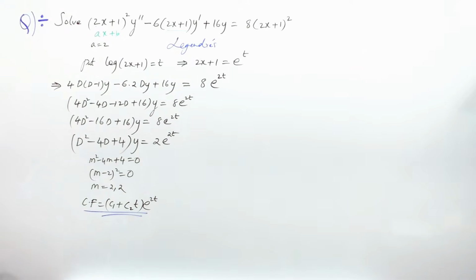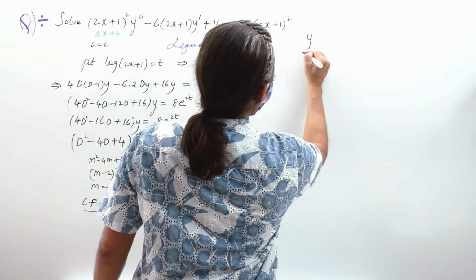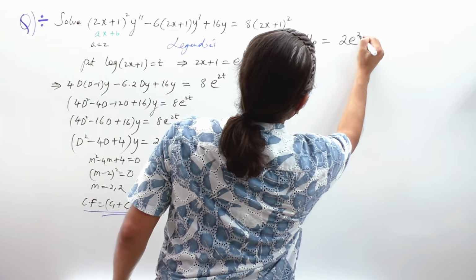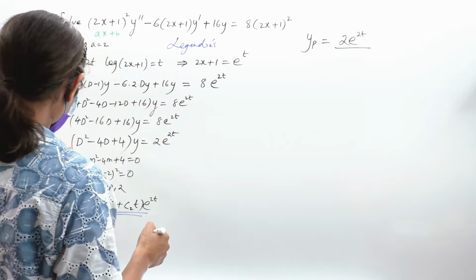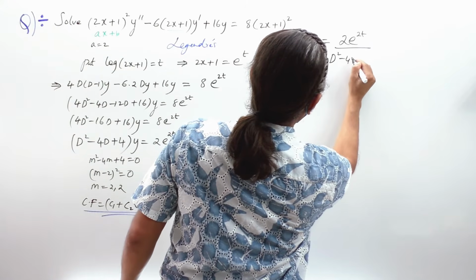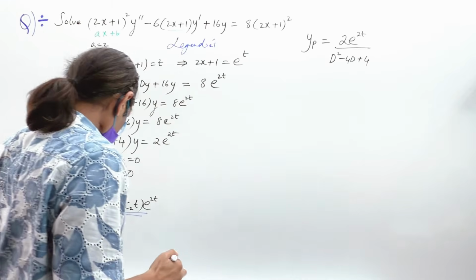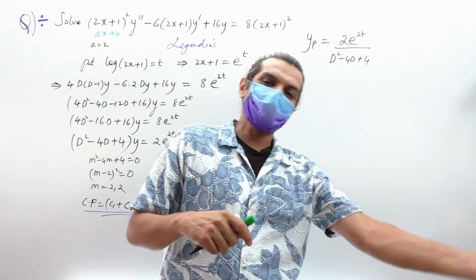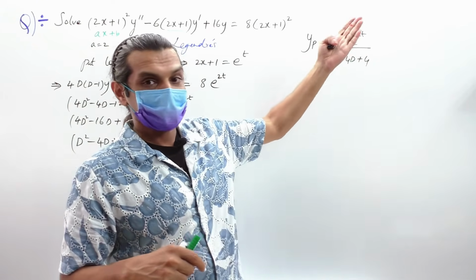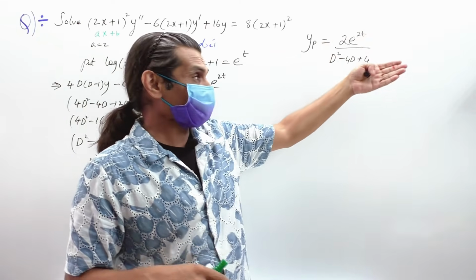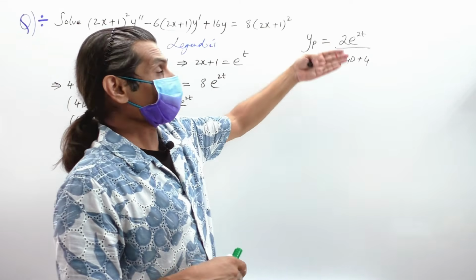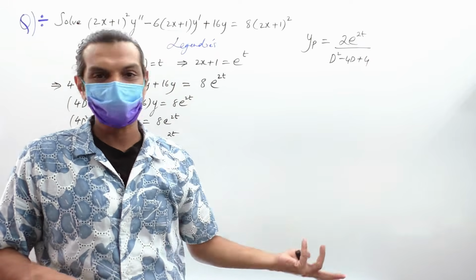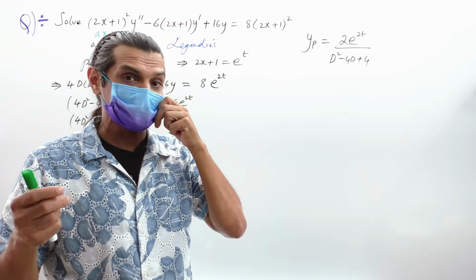Right. Now, what is the particular integral? We have the particular integral yp is equal to 2 e raised to 2t divided by D square minus 4D plus 4. So this is what type? Type number 1. Numerator is e raised to x, type number 1. The numerator is f of x, the function, upon f of D. So if the numerator is e raised to x, it is type 1. Numerator is sin or cos, type 2. Numerator is polynomial, algebra, x square something, type 3.